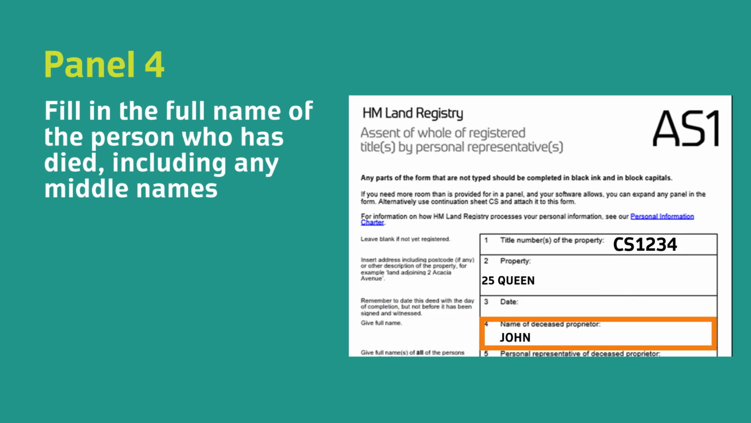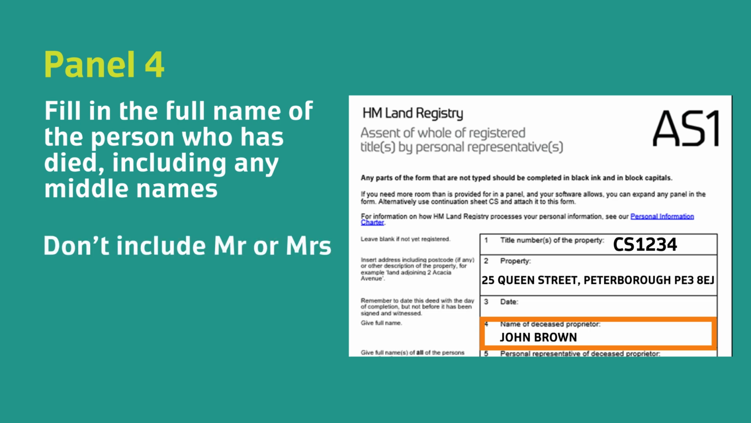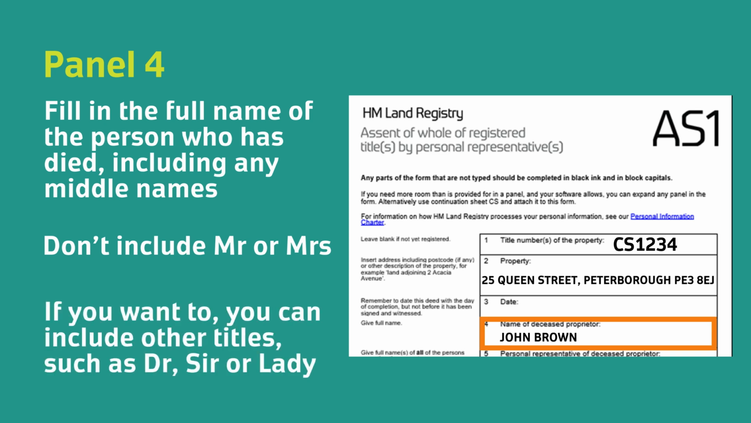Panel 4, name of deceased proprietor. Here, write out the full name, including middle names, of the person who has died. Don't include titles such as Mr. or Mrs. If you want to, you can include other titles, such as Dr., Sir or Lady. If the names in this panel are not the same as the names in the register, you will need to send us evidence, for example, a deed poll or marriage certificate, to account for why the deceased's name has changed.